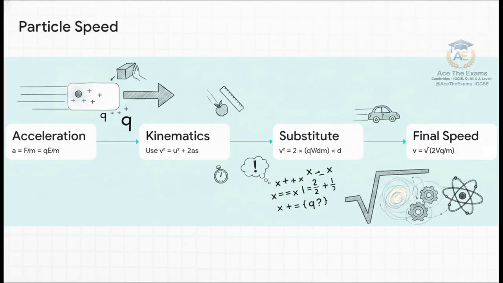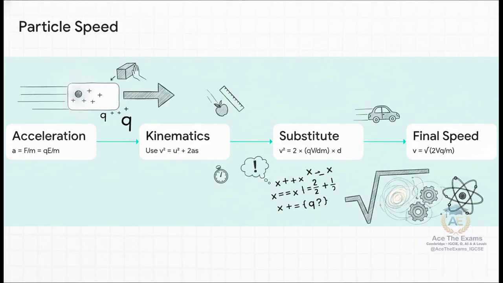Let's see how all this builds into our ultimate conclusion. Because the field is uniform, the force, and therefore the acceleration, is totally constant. This means we can unleash the classic kinematic equations you learned in mechanics. We take our electric force, plug it into Newton's second law, so acceleration equals QE over m, then drop that right into our standard uniform acceleration equation, v squared equals u squared plus 2as.